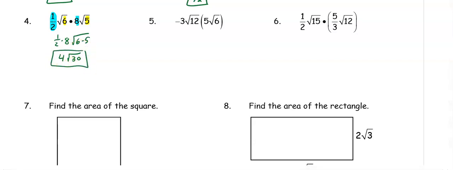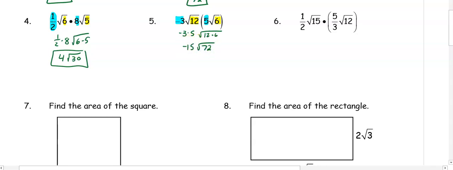In number 5, we are multiplying on the inside 12 and 6, and on the outside -3 and 5. So we have -3 times 5 root 12 times 6, so we get -15 root 72. Now, you can pick any numbers to multiply to root 72. I'm just going to go back to the numbers I just used.